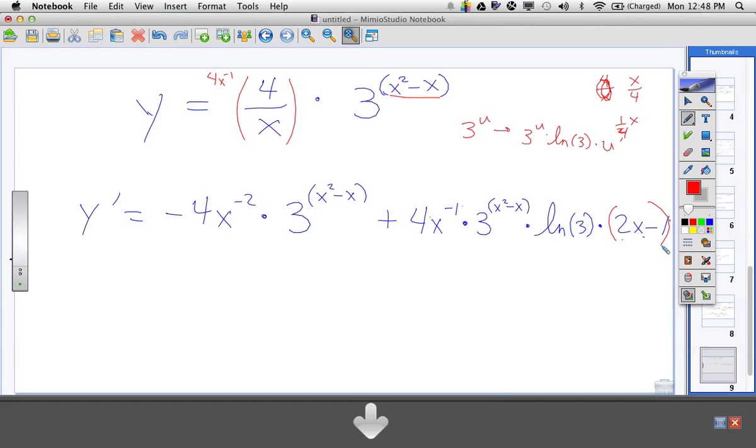Okay? And there really isn't anything to do after that. I mean, I could take this 4 and distribute it through there, but that doesn't really do anything. Nothing really cancels. There just isn't anything to do after that.